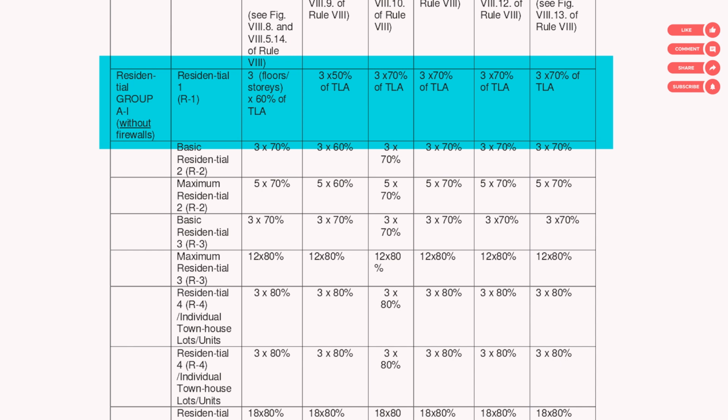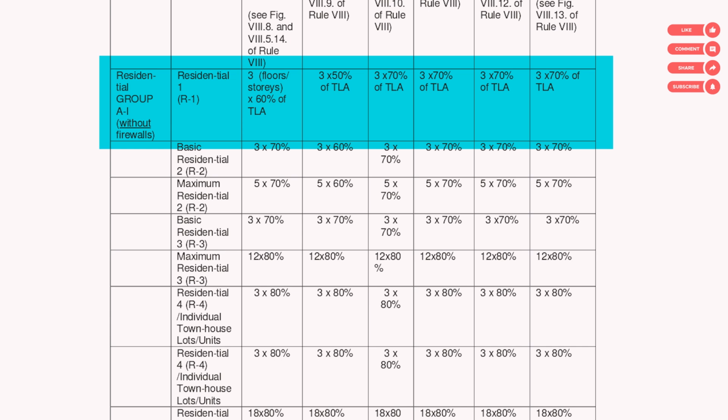Make sure that when you design, hindi ka lalagpas. Okay? For example, nakalagay 3 times 70%. Ibig sabihin daw, kunin mo yung 70% ng lote, 70% of the total lot area, and multiply it by 3. That's the maximum TGFA allowed for the building. So make sure hindi ka lalagpas as you design. Baka masyado malaki yung design. That's the idea of TGFA max.